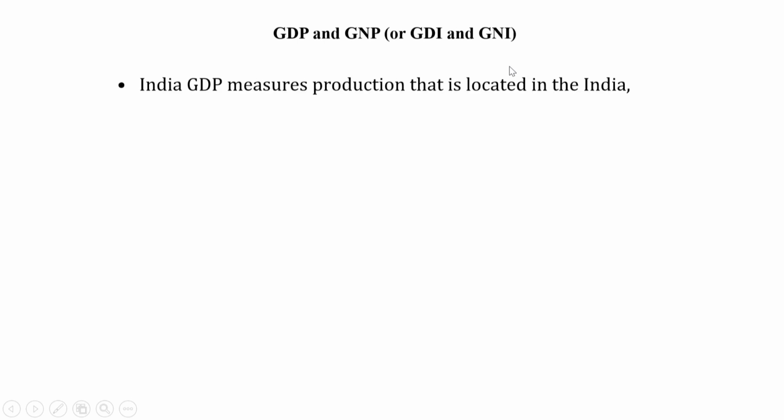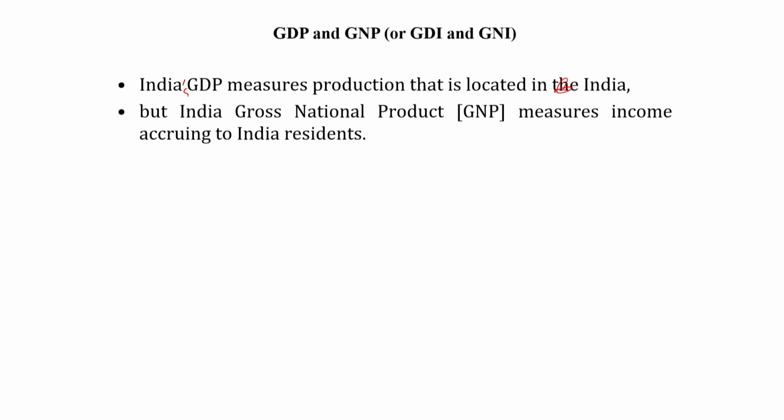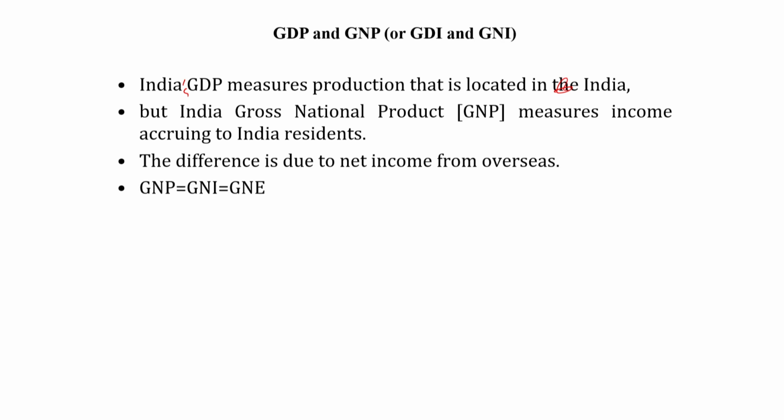So, for example, what does India's GDP mean? India's GDP measures the production that is located within India. But India's gross national product, India's GNP or GNI, measures income accruing to all Indian residents, all Indians. So the difference is due to net income from overseas. The main difference is the net income from abroad.